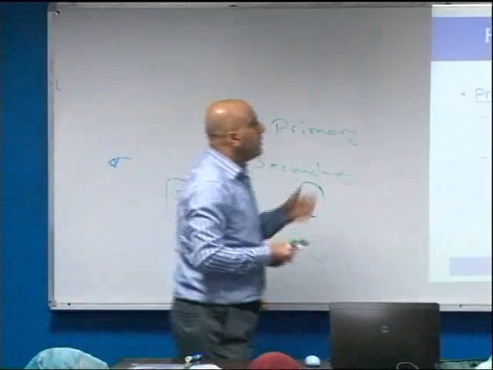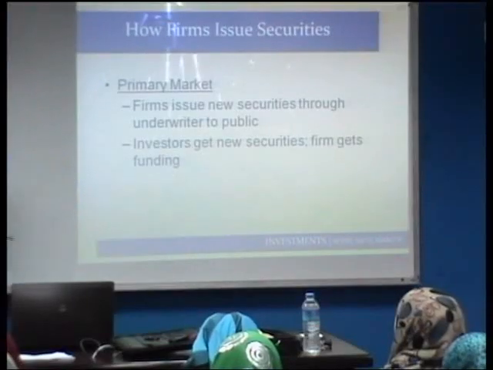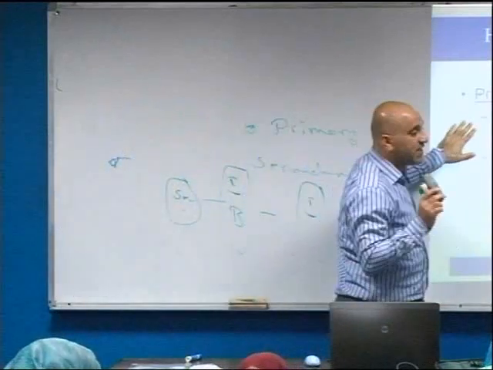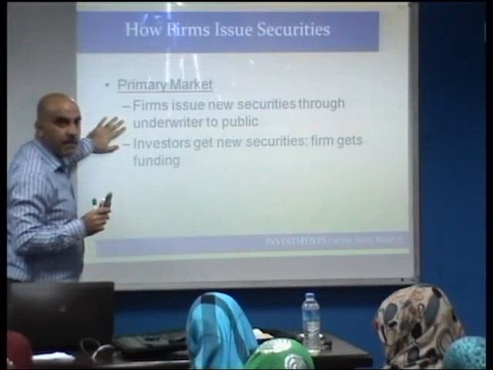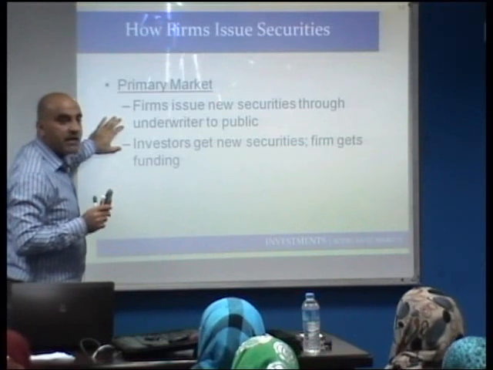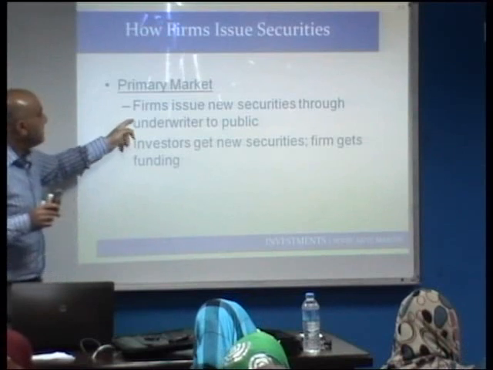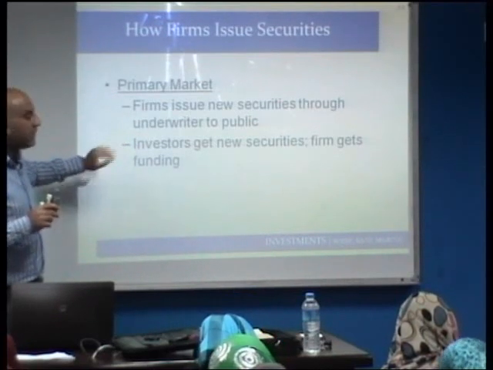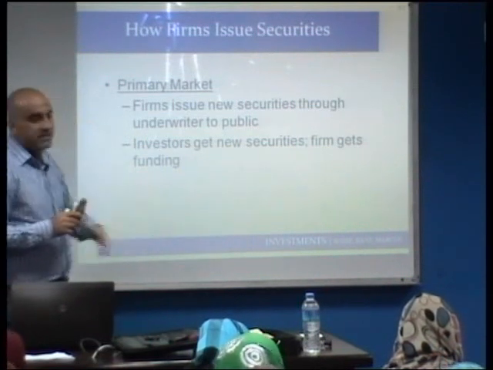Okay. So primary markets, I'm talking about. Sorry, I talked about primary markets. Okay. In the primary market, firms issue new securities through underwriting to the public. يعني أي إصدار مالي، أي إصدار لأوراق مالية، أي اكتتاب، underwriting معناها اكتتاب، لازم يتم من خلال الـ primary market, particularly the investment bank. Investors get new securities, firms get funds.